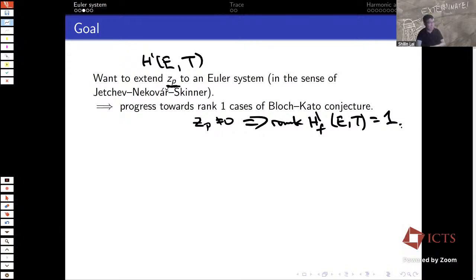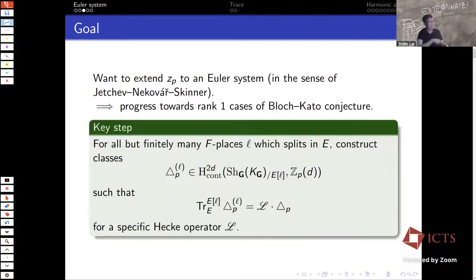And in this case, let me give you the key point of an Euler system. So the key step in this extension is, for all but finitely many places L of F, and I'm assuming it splits in E, but this is part of the axiomatization of Jeshev-Nicovar-Skinner, and different axiomatizations of Euler system have different conditions on the place.